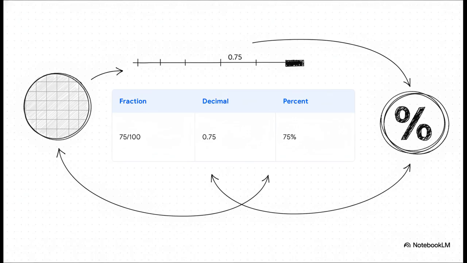Say it with me in your head, 75 hundredths. That verbal cue gives you the exact decimal format, 0.75. And because it's out of 100, that directly translates to 75%. It is a seamless translation.